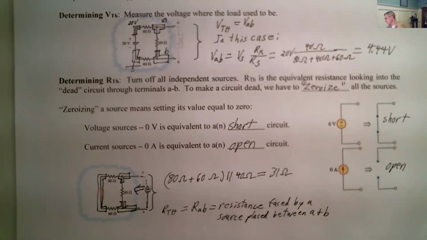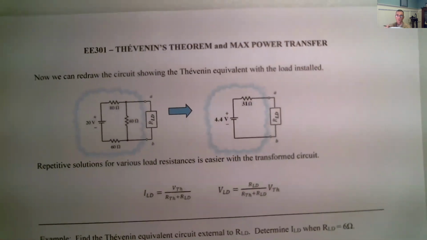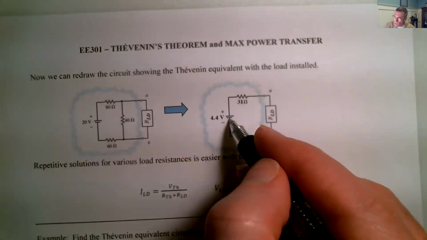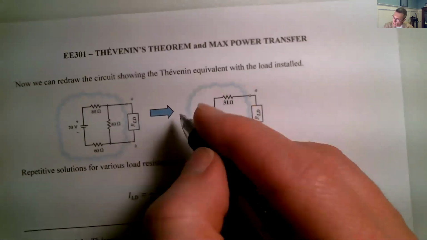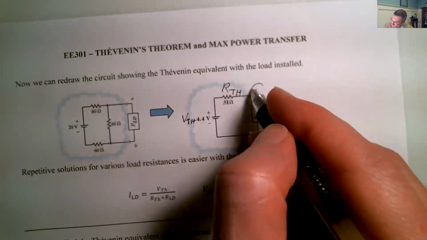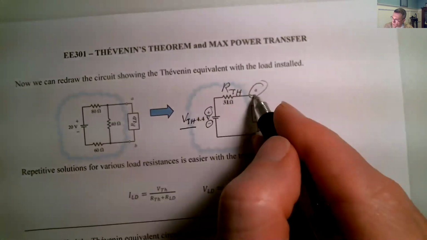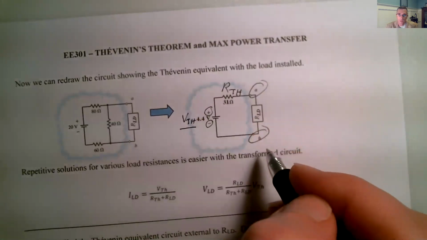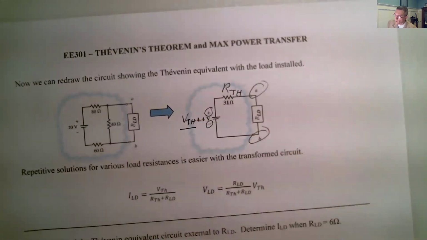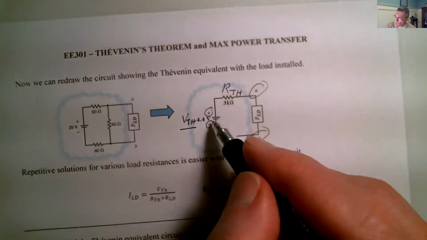So on the next page, I've got it written out so that now we redraw the circuit and we show the Thevenin equivalent with the load installed. This was our original circuit. We replace it with a single voltage source and a single resistor. This voltage source is VTH and the resistor is RTH. And we have to make sure that we label A and B because that's important for the orientation of VTH. A is the positive side of VTH and B is the negative side. So you need to make sure that you label the sides on your load, even though it's a resistor, so it really kind of doesn't matter.